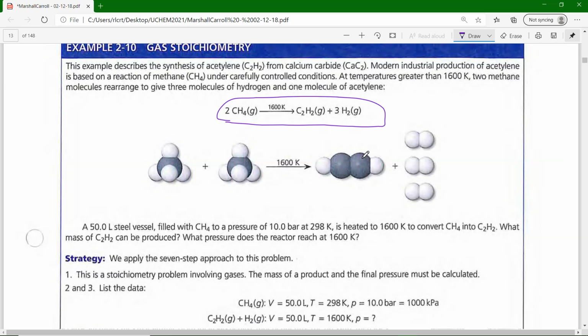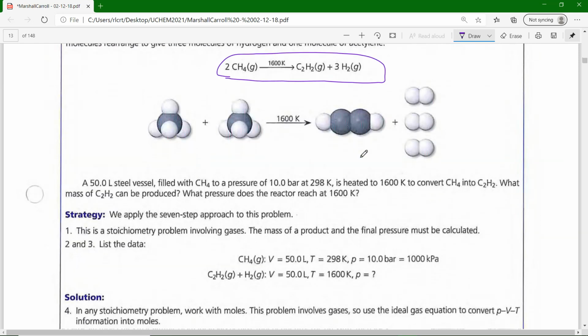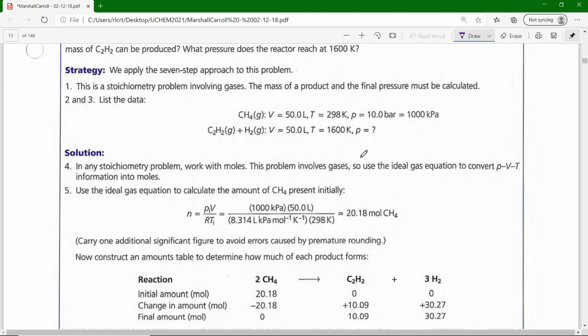Wow, okay. This process is a bit more than meets the eye here. So, here's our data. We start with CH4. We're charging a 50-liter tank at 298 Kelvin, and the pressure is 10 bar, and then the products are coming out in the same tank but at a much higher temperature to make the reaction happen. So we want to get the pressure there.